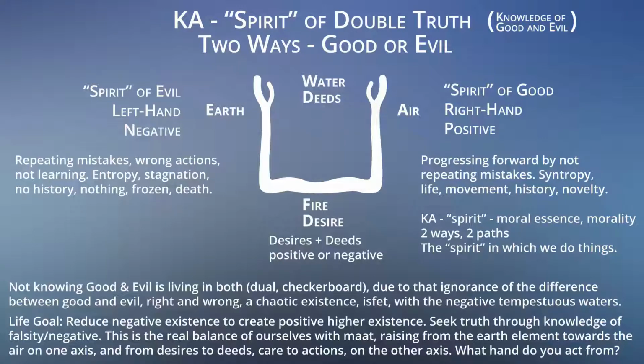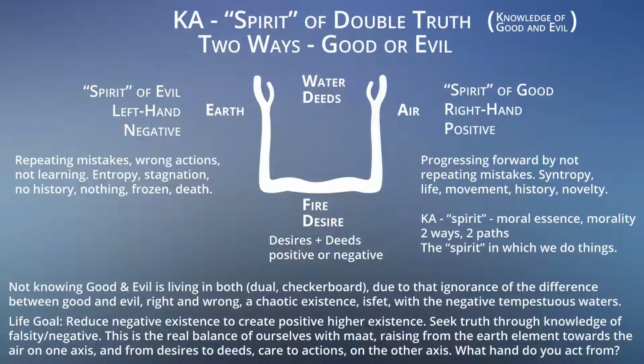On the right, you have air, the spirit of good, the right hand and positive. So on the left, you have repeating mistakes, wrong actions, not learning. There's entropy and stagnation, no history, nothing, frozen, death. So that's more imagery you can apply to other work I've done on entropy, stagnation, no history, nothing, frozen, and death. And on the right, well, that's progressing forward by not repeating mistakes.